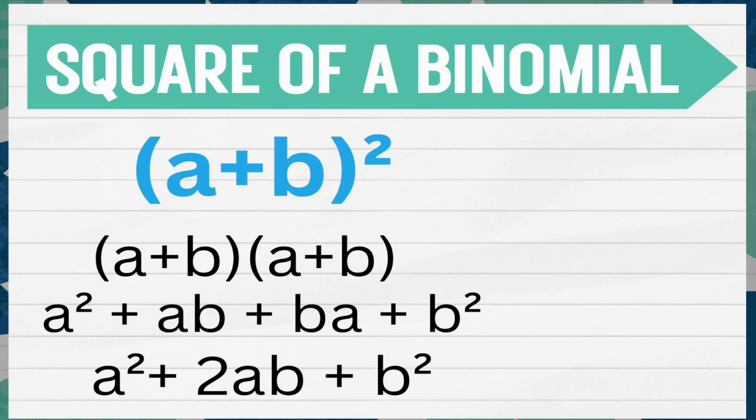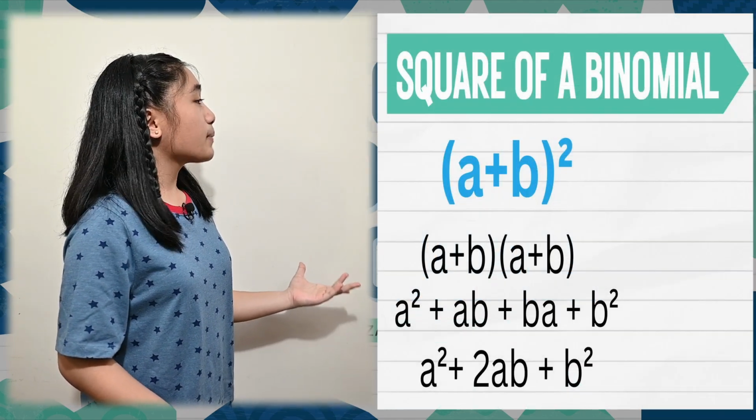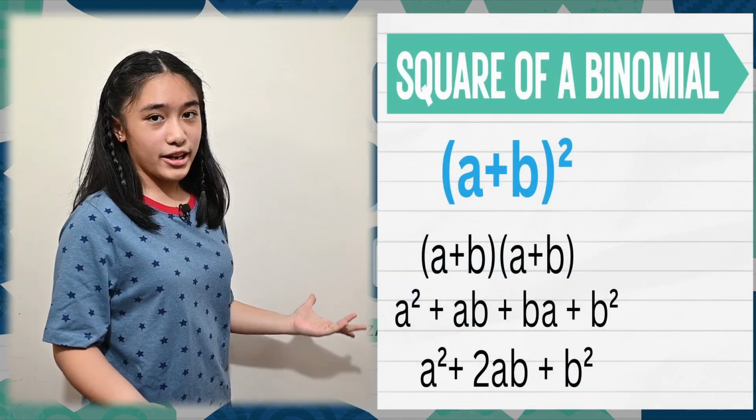Next, we have the square of a binomial. Simply put, the square of a binomial is the sum of the first term squared, twice the product of the two terms, and the second term squared. Here's why it works that way, using the FOIL method. There are two cases for the special product, and they differ in operation.